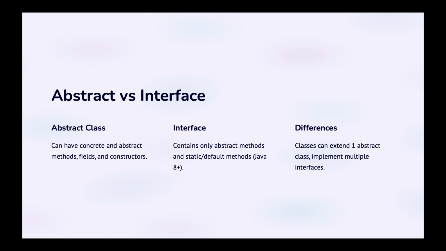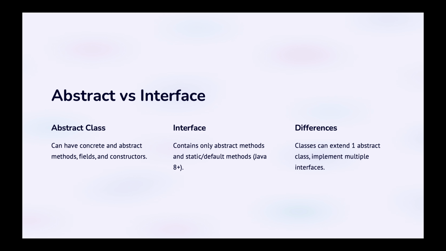Now interface, a reference type in Java. It is similar to a class and is a collection of abstract methods. A class can implement multiple interfaces. So we know that a class cannot extend multiple classes, but can implement multiple interfaces.